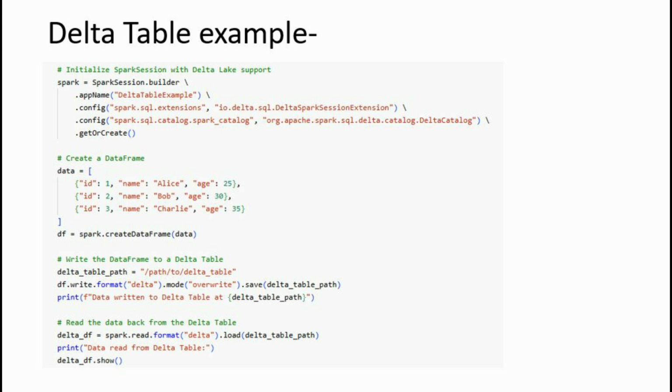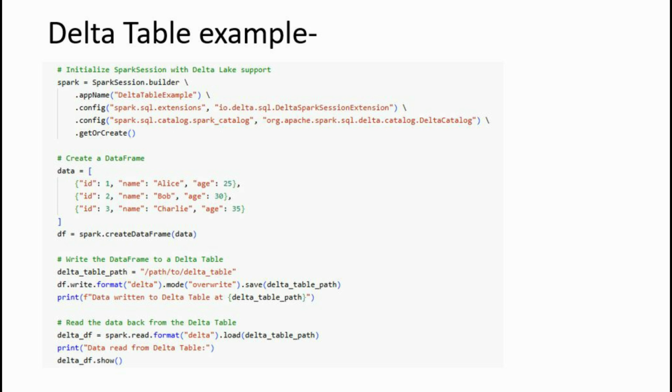Here's an example of how you can write to and read from a Delta table using PySpark. First, we initialize a Spark session with Delta Lake support. It's crucial to include the Delta extensions and catalog configurations so that Spark can recognize and work with Delta tables. After which, we write the data frame to a Delta table.